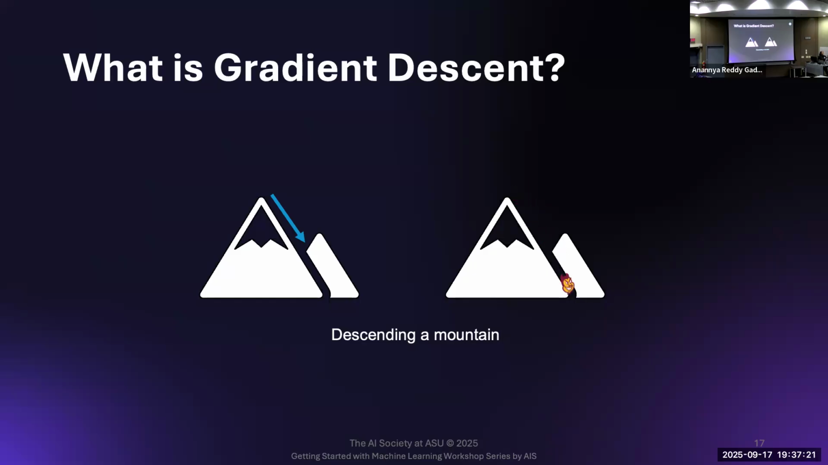So Sparky is taking small steps to reach that lower point of the mountain. That's what AI models do as well. They take small steps to minimize the error between the actual and predicted value. So that's what it says visually here. Any questions?